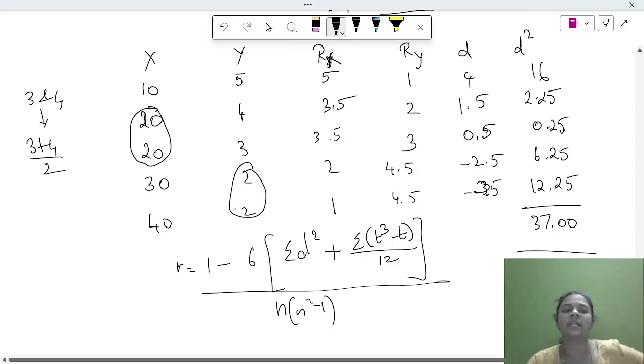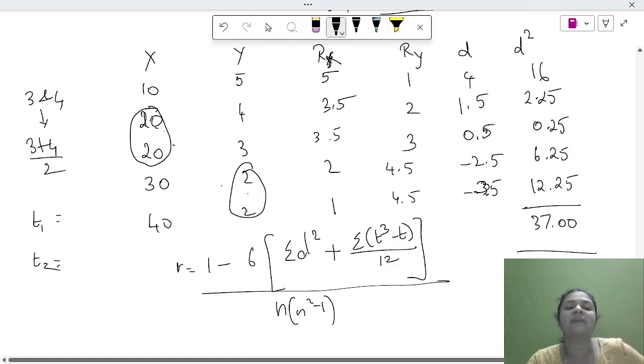So what is this t cube minus t? The number of ties. So here you have 2 ties, so there will be 2 values of t. 2 ties meaning 2 numbers which have got independently tied. Now if another number is also tied, then it is 3 number ties. So however many numbers of ties we have, that many values of t you will get.